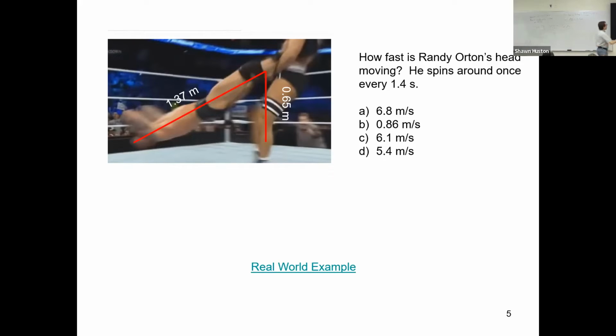It looks like from where he's being held to his head is 1.37 meters. And from where he's being held to a point at the same height as his head is 0.65 meters. I counted this. This is real data. I looked up these people's heights and looked at the body charts of what proportion of your body goes from here to here, and so on and so forth.